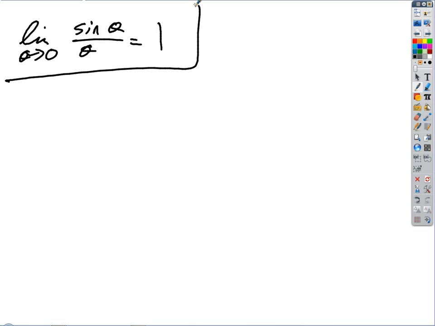The limit of sine theta over theta as theta approaches 0 is 1. Okay, so we can use that to our great advantage. What if we end up with something like this? Okay, what if you get one like that?